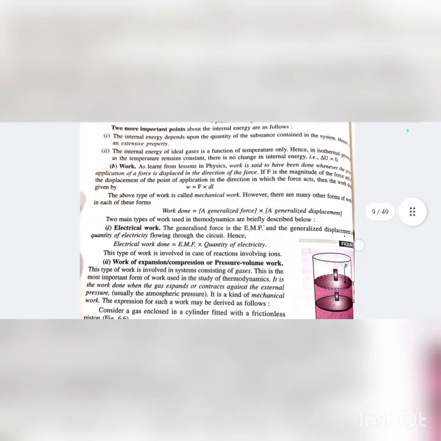Two most important things about internal energy are the following. The internal energy depends upon the quantity of the substance contained in the state, hence it is an extensive property. Second, the internal energy of ideal gases is a function of temperature only. Hence, in an isothermal process, the temperature remains constant, so there is no change in internal energy, that is delta U is equal to 0.